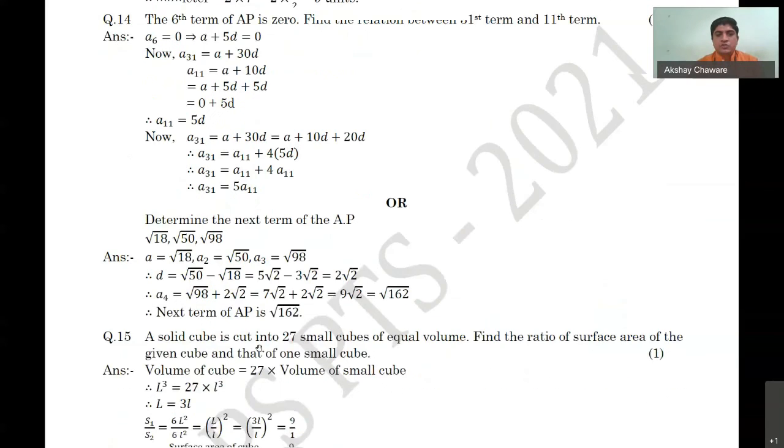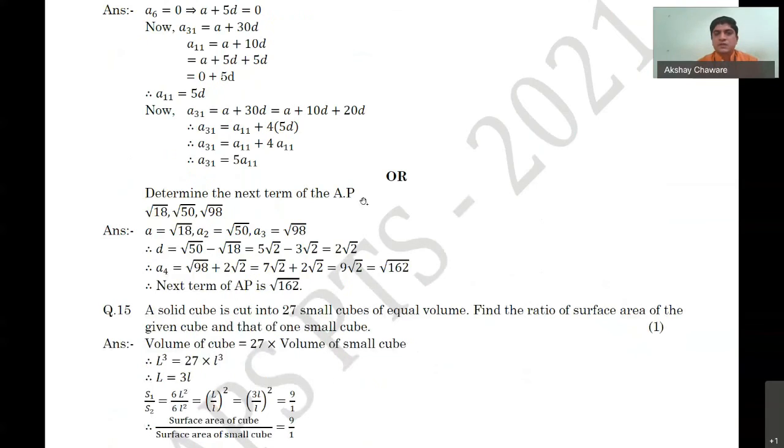Now the optional question was very easy. Determine the next term of the AP root 18, root 50, root 98. All are irrational numbers. Sometimes we directly subtract, that is 50 minus 18, but that is a completely incorrect method because these numbers are irrational. These are surds, so we cannot subtract directly.